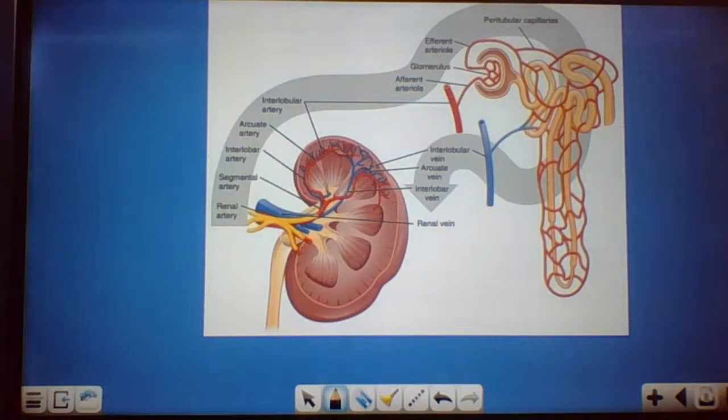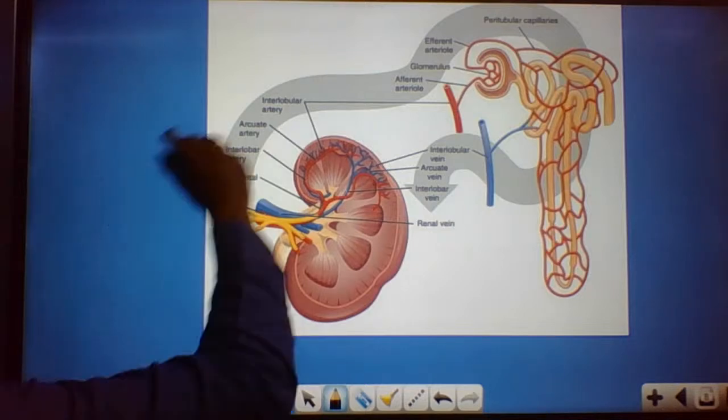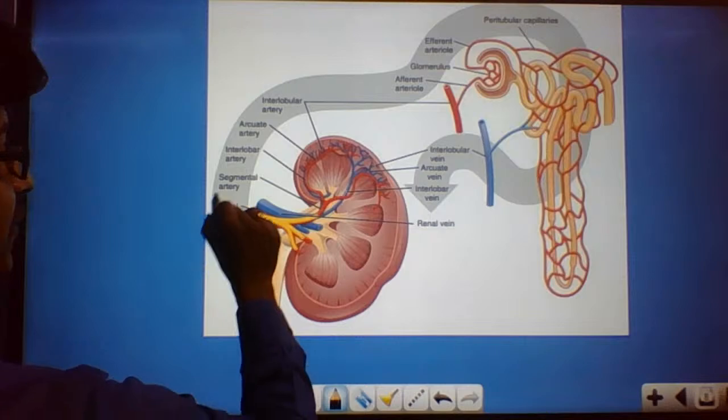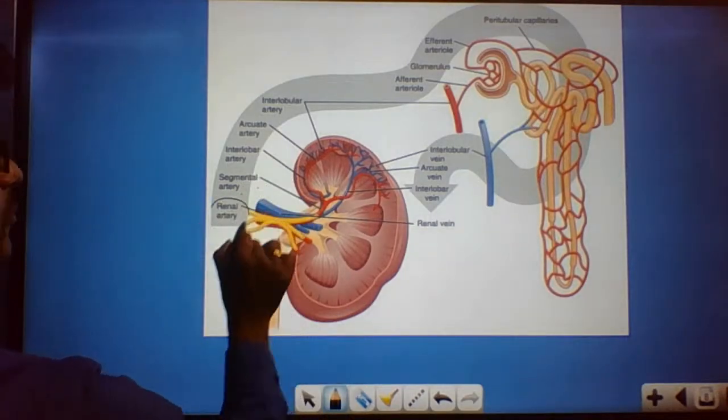Coming to the renal circulation, in the renal circulation, the blood circulation, you could see this type of areas actually. So how the blood is coming? It's coming into the renal artery. From the renal artery it's coming to the segmental artery. Just keep these areas in mind.